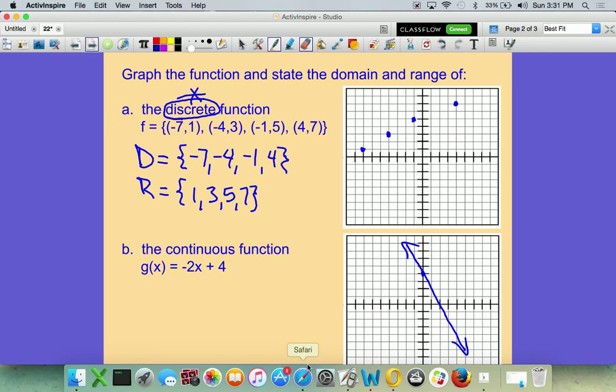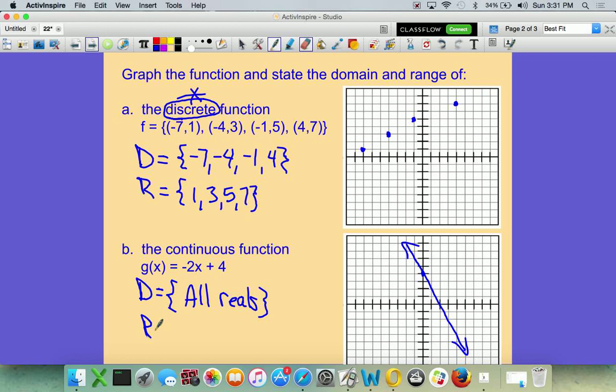Then we need to state what the domain and range are. Remember, domain is all the numbers for x that are going to work here. If we look, 1 works, 2 works, 3 works, 4 works, and so on. It's going to continue going to the right as it goes down. 0 works, -1 works, -2 works. As this goes up, it's also going to continue. So for this one, it is all real numbers.